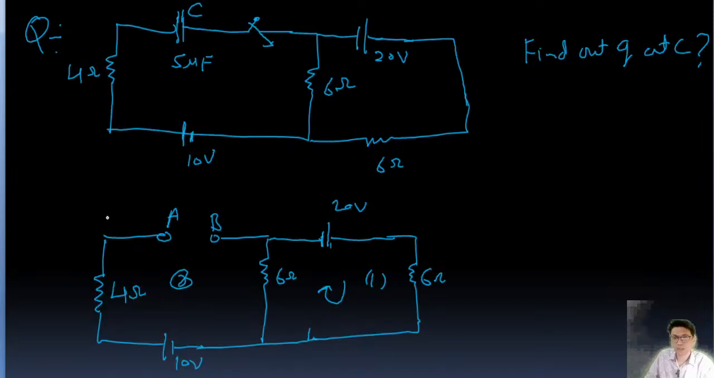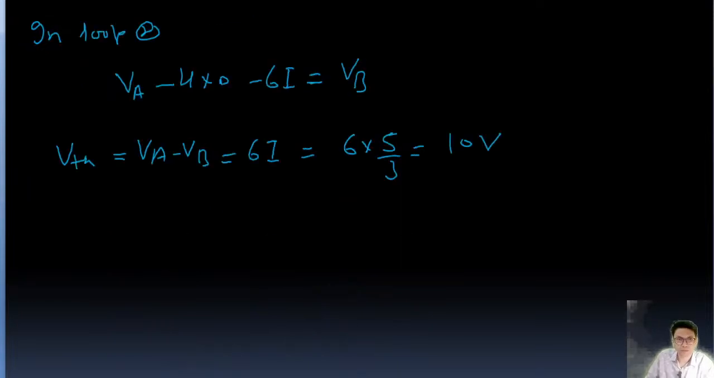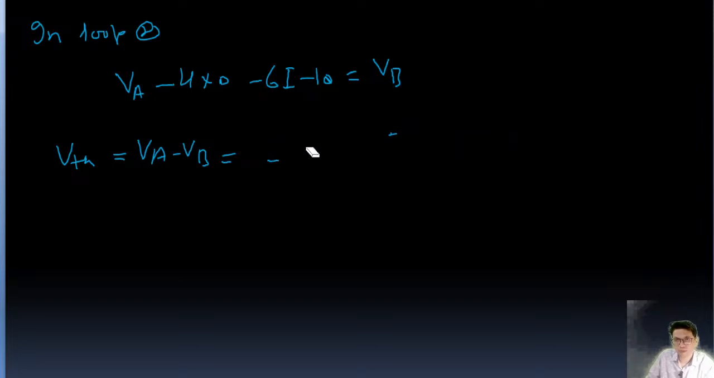There is a 10 volt battery as well. This one we forgot to write, so we are using this. So this is minus 10 volt, minus 10 is also there. Minus 10 equal to VB. This is going to be plus 10, right? This is going to be 6i plus 10. So 6 into 5 by 3 plus 10, right?